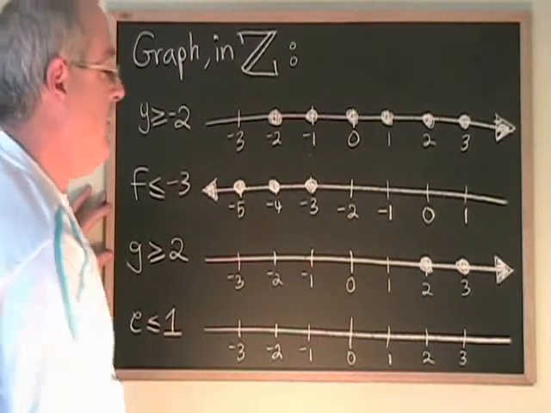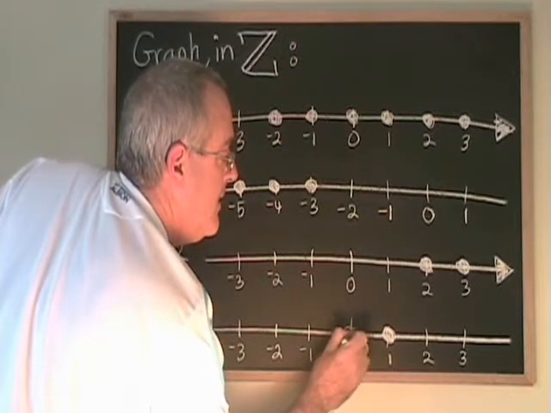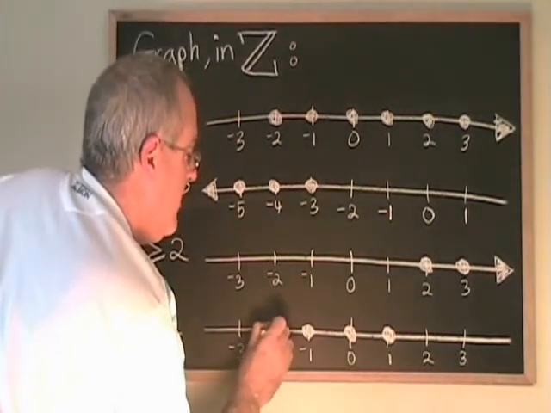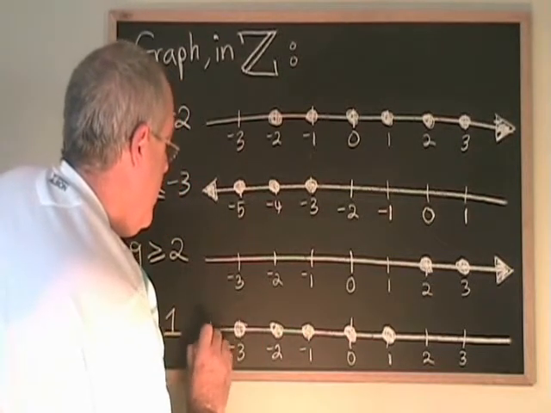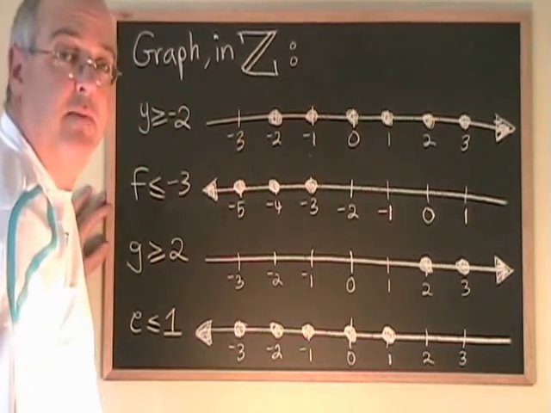And e less than or equal to 1. 1 is equal to itself, so it's part of the answer. 0 is less than 1. And all the negative whole numbers are less than 1. So they are part of the answer, going on forever in the negative direction.